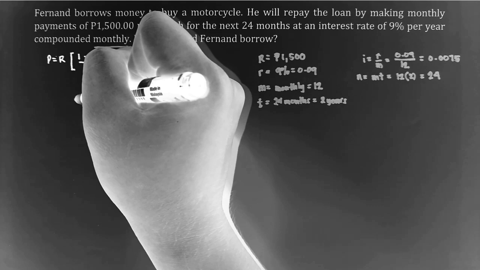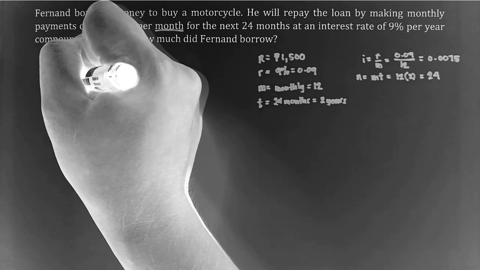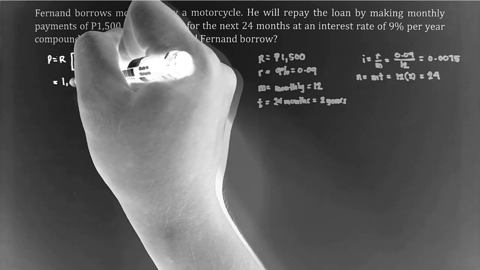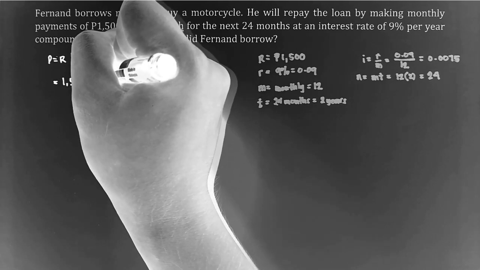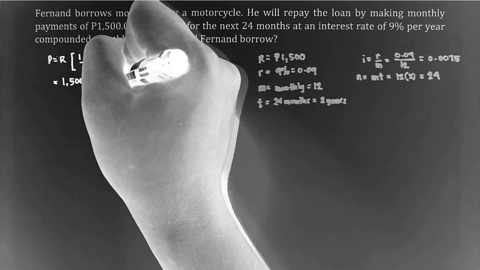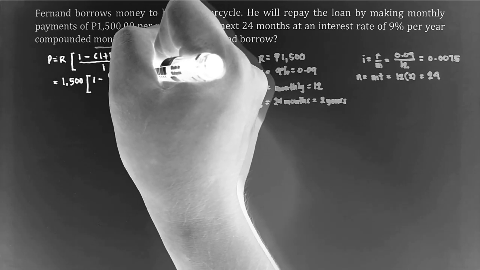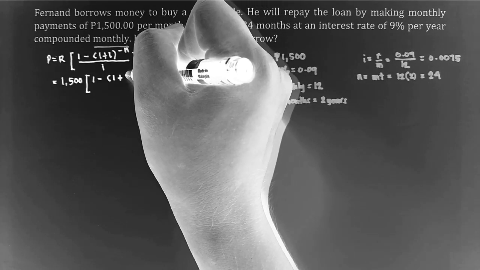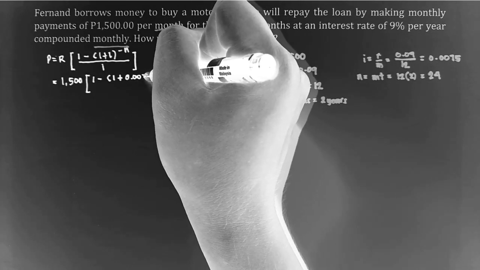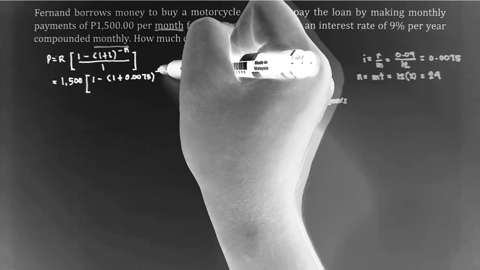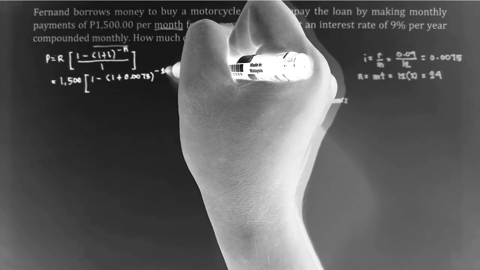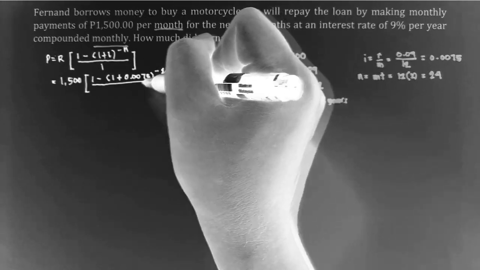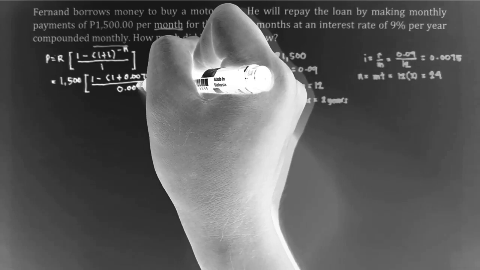And then, yung value ng R natin based sa ating given is 1,500. So, substitute natin siya dito sa ating formula. We have 1,500 times 1 minus 1 plus yung I natin is 0.0075, and then raised to negative, yung value ng N natin is 24, so negative 24 over, we have 0.0075.